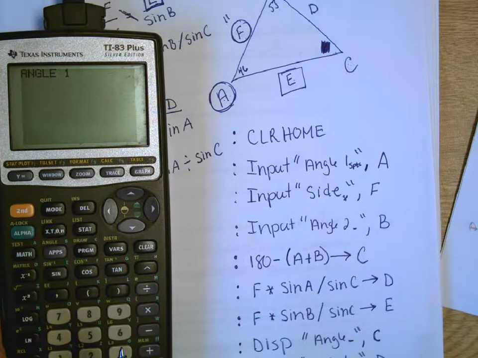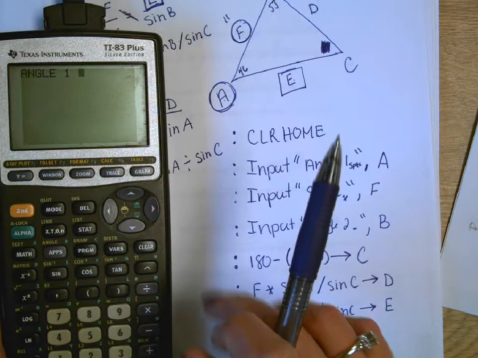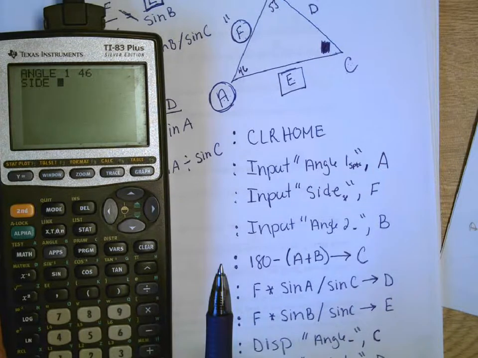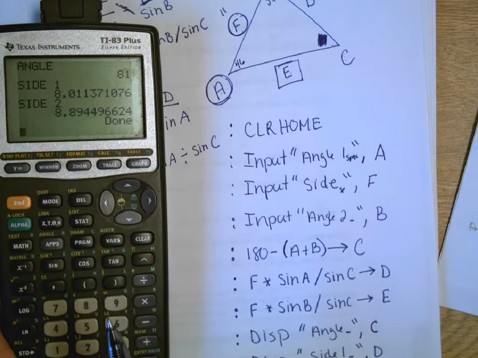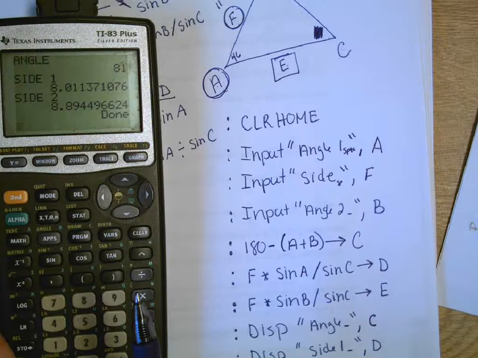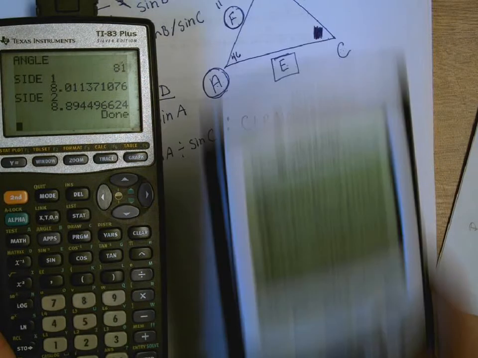Steve Rogers. You good? Okay. So I'm going to put in 46, 11, 53, 81, 8.01, 8.89. No, this is short. Look at this. I'm in my program, enter, and look at it. It looks fine.